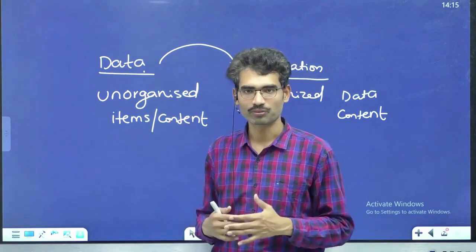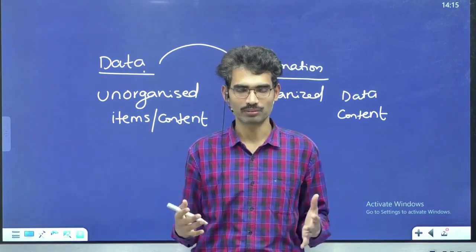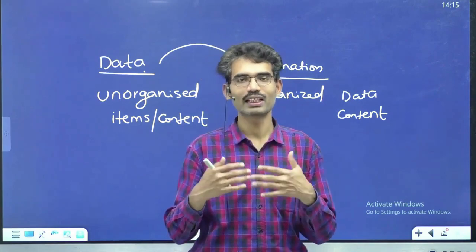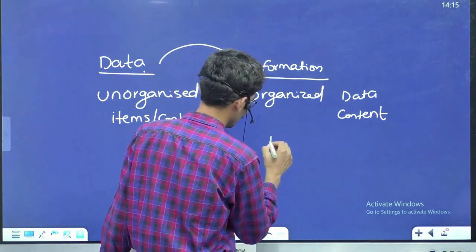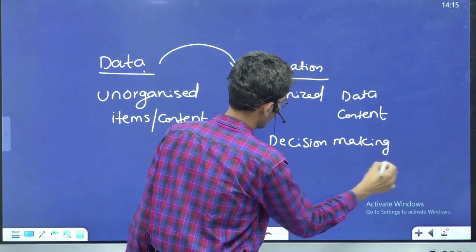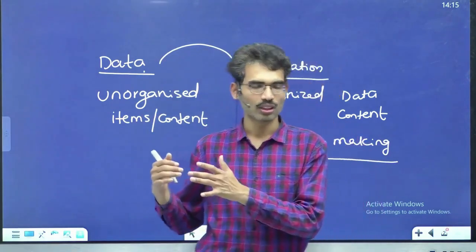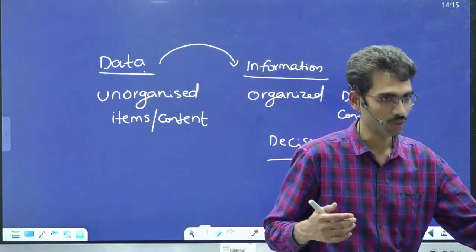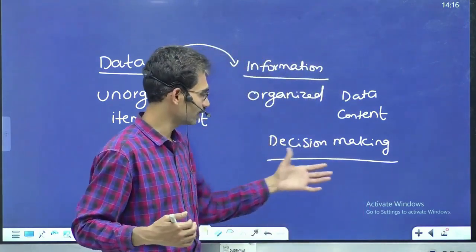I will take only the example of EPFO. Now you have the details of millions of people. You need to organize it, process it, then only you can take decisions. So the ultimate purpose of organized data is decision making. Unless you organize the data, you cannot take the decision. When it comes to EPFO, who are the real beneficiaries of Provident Fund? How much do they have to get? How much as an officer do you have to disperse? You need to have some kind of organized data to take the final decision.